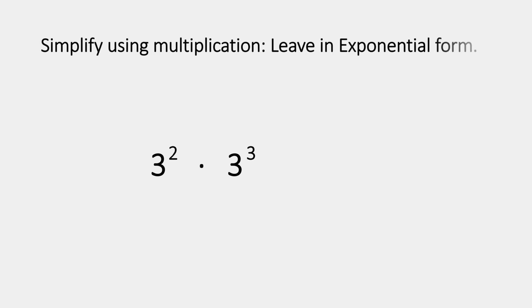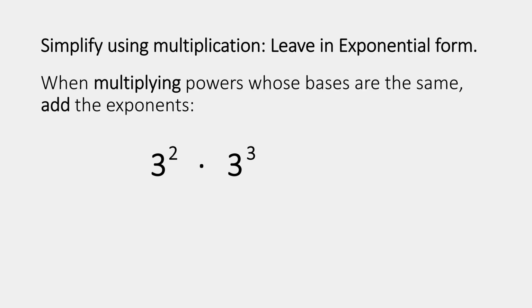So in algebra, you will have assignments like this. Simplify using multiplication, leave in exponential form. We have 3 squared times 3 cubed. Remember the rule, when multiplying powers whose bases are the same, we add the exponents. 2 plus 3 equals 3 to the 5th power. Same thing, we have bases of 5, which are the same. We will leave the 5, and 4 plus 6, 5 to the 10th power.